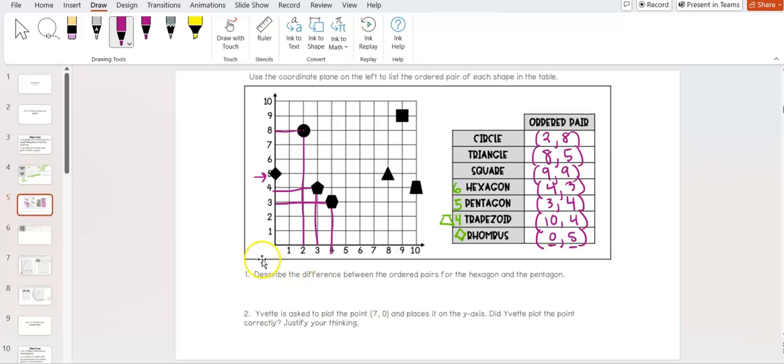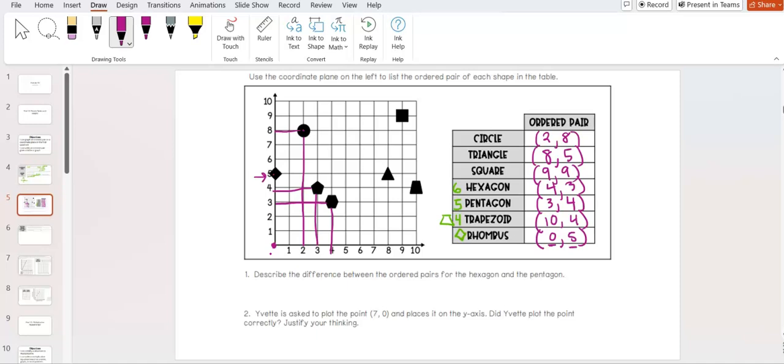And that is because we always start our graphing here at the origin at 0, 0. So if I start here and my first number is 0, it means I'm going to go nowhere. I'm not going to go right or left. Then my second number tells me how high up to go, and that's where we get our 0, 5 from.